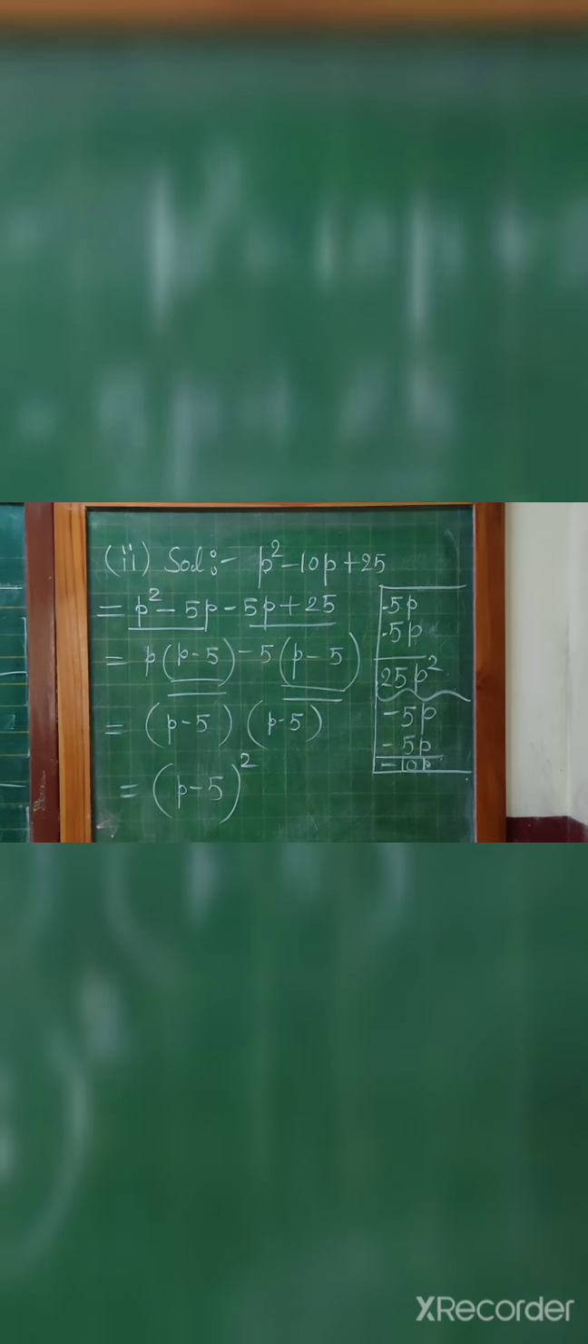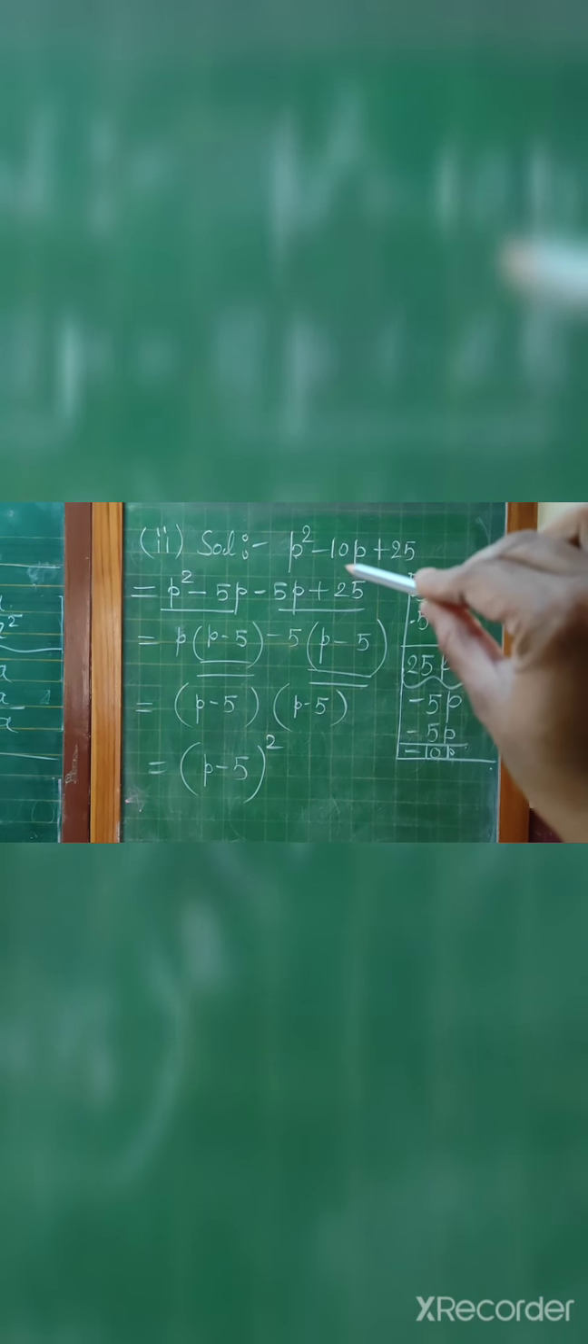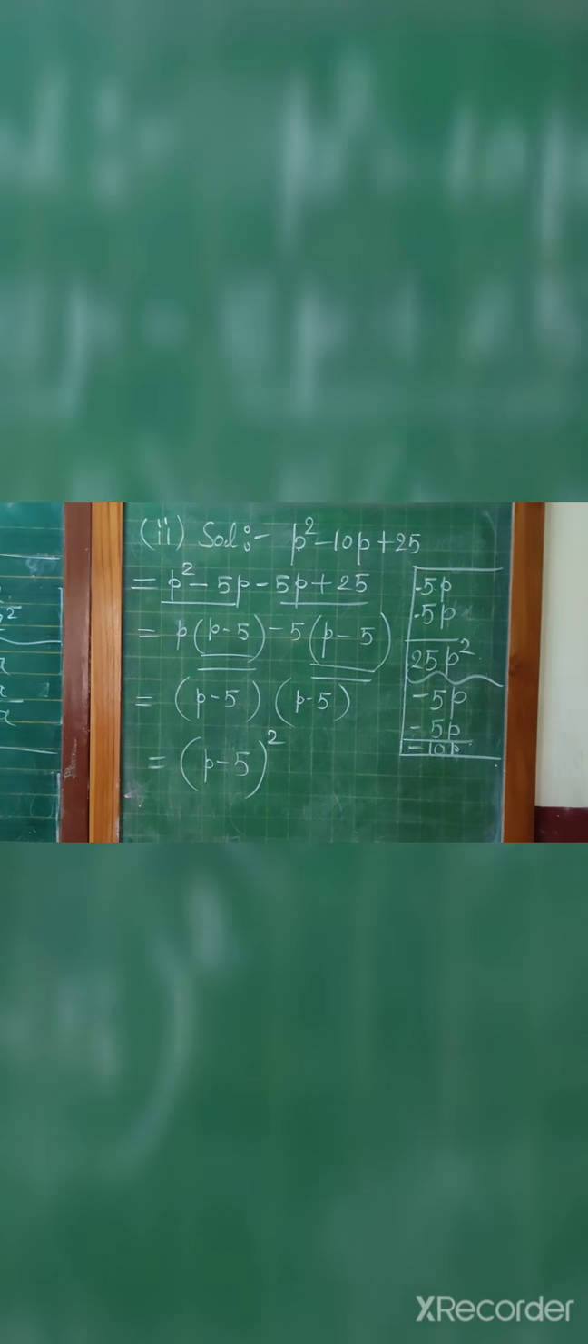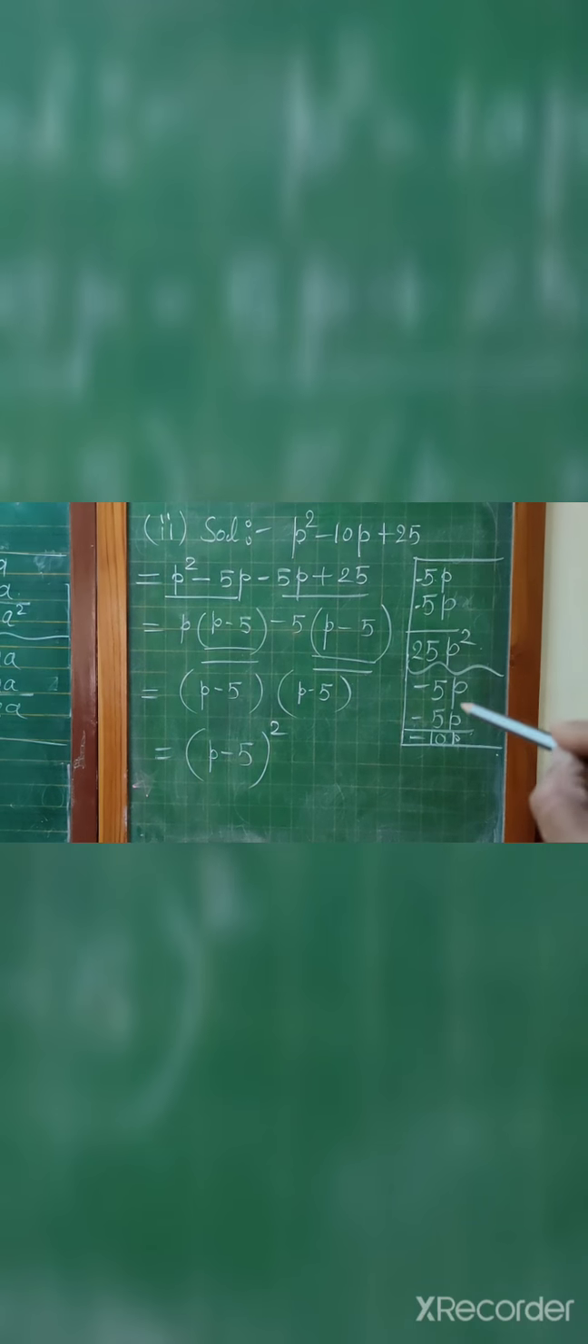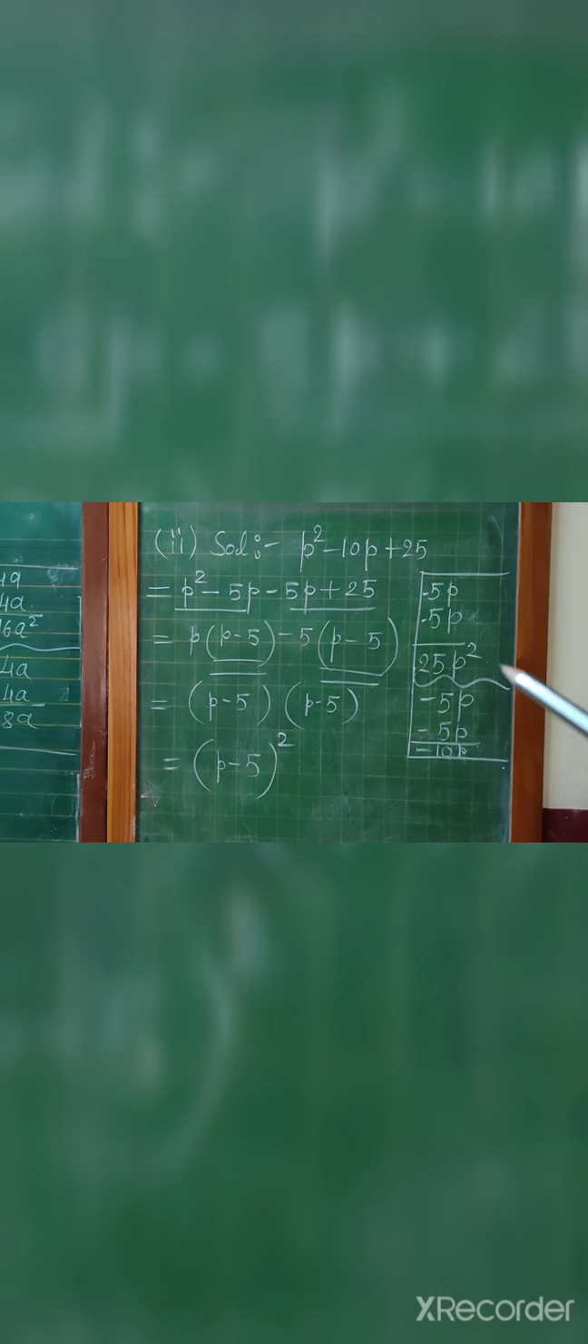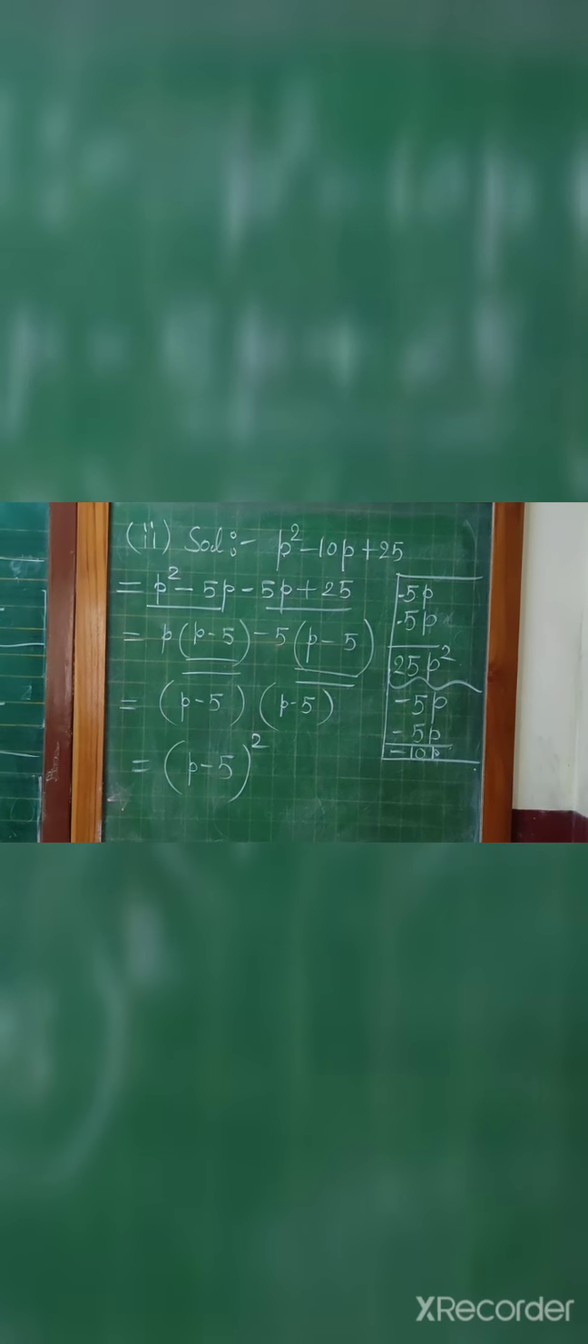The same way I have used here also. So p square minus 10p plus 25. 5 fives are 25, and p into p is p square, but the middle term should be negative. When we add two negative terms, the negative sign will be there and we do addition, so minus 10p. So we will break the middle term in such a way: p square minus 5p minus 5p plus 25.